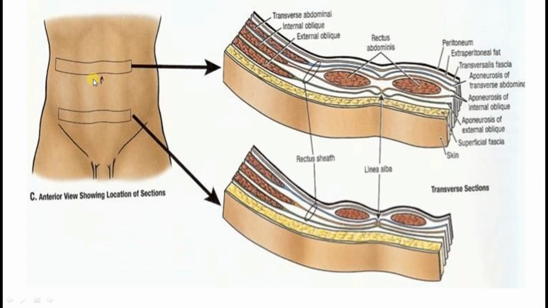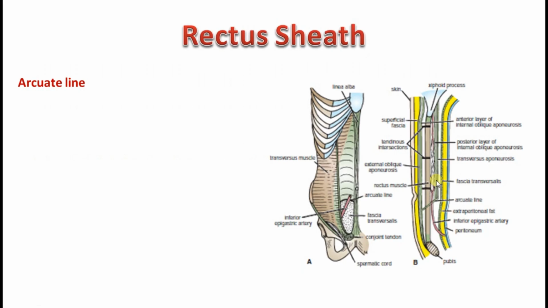It's the same section above the arcuate line. This is the classical part, and this is below the arcuate line. External oblique aponeurosis, anterior lamella of internal oblique, posterior lamella of internal oblique, transverse abdominis, fascia transversalis. Below the arcuate line, aponeurosis of external oblique, both the lamina of internal oblique, aponeurosis of transverse abdominis all come anteriorly. Posteriorly, it is only the fascia transversalis which is forming the rectus sheath.